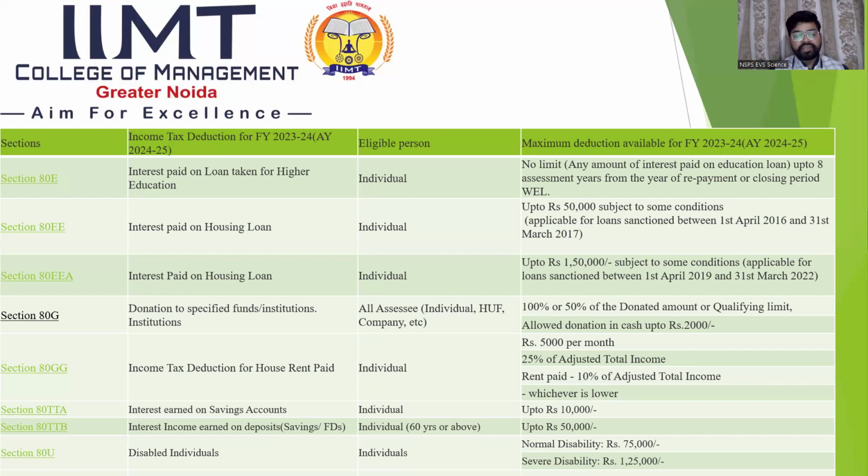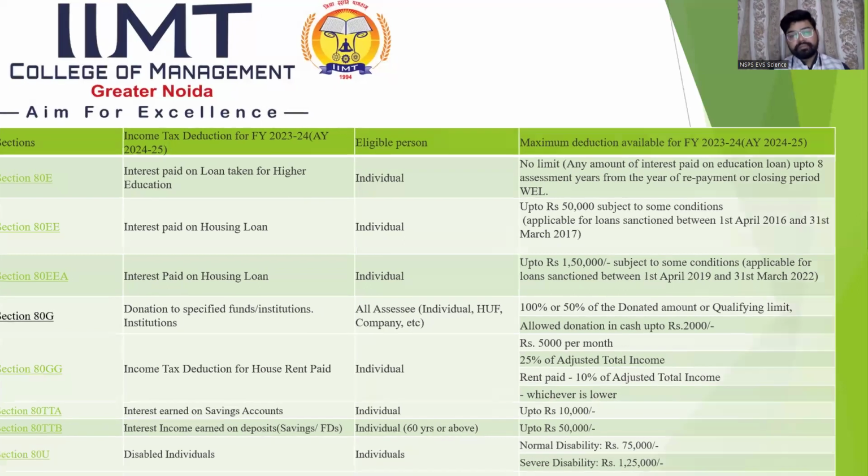The next section is 80U, disabled individual. If any employee is disabled, then for normal disability the deduction is 75,000, and if the employee has severe disability, then the deduction is up to rupees 1.25 lakh.